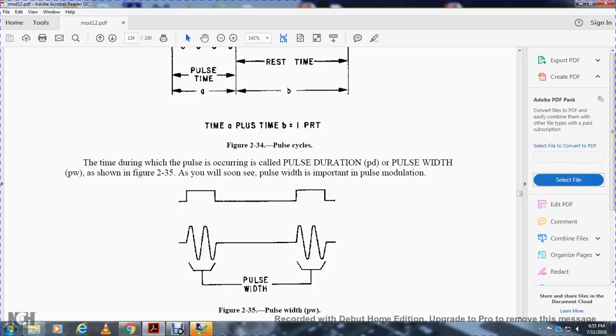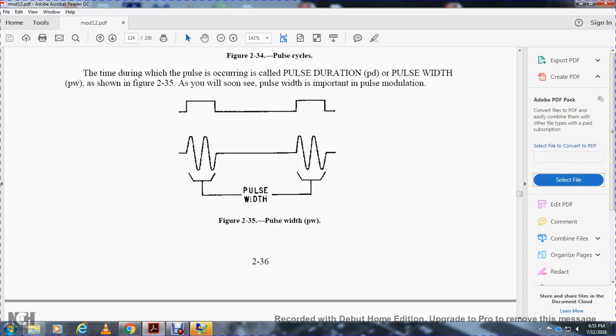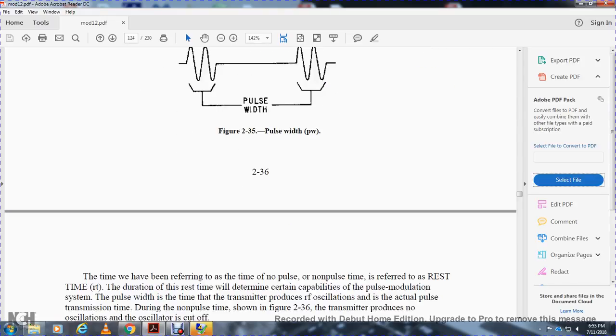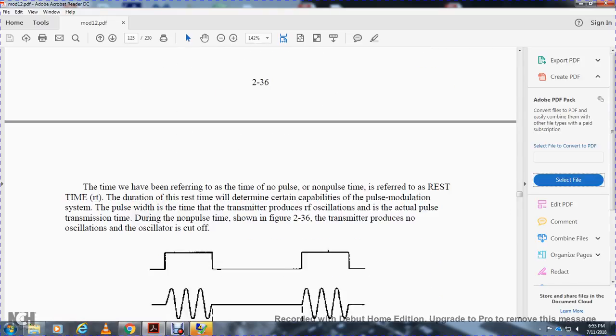The time duration of the pulse occurring is the pulse duration or the pulse width. As shown in figure 235, you will see that the pulse width is important to the pulse modulation. The time of no pulse is referred to as the rest time. The duration of the rest time determines the capability of the pulse modulation.